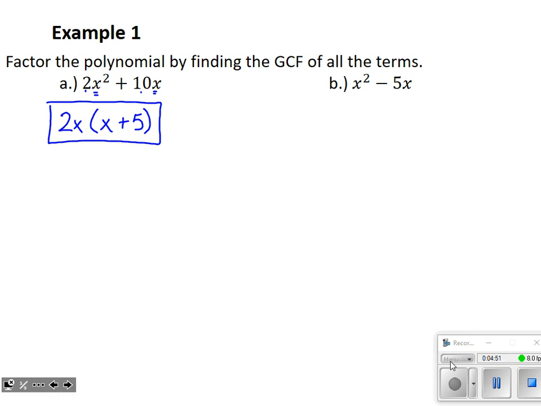For letter B, coefficients-wise, I cannot divide something out of 1 and 5. They don't share a factor that I could divide out, but I can divide an x out of each of those terms. So if I divide that x to move it out front, undistribute it, I'll be left with 1x minus 5. Again, what can we divide out of both terms? Look at the coefficients, then look at your variables and powers.